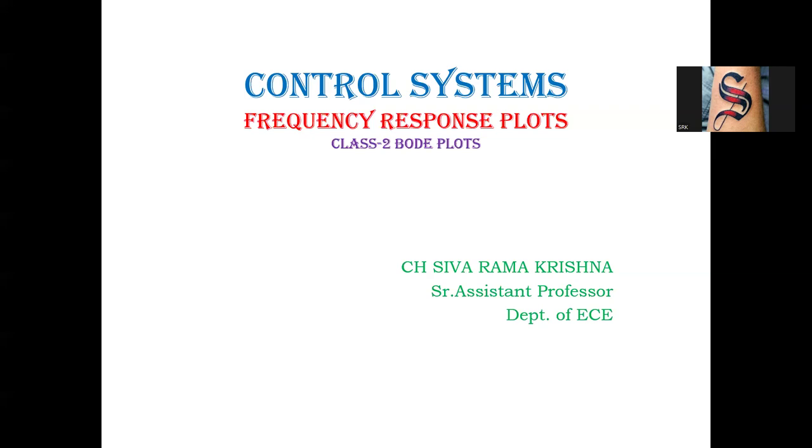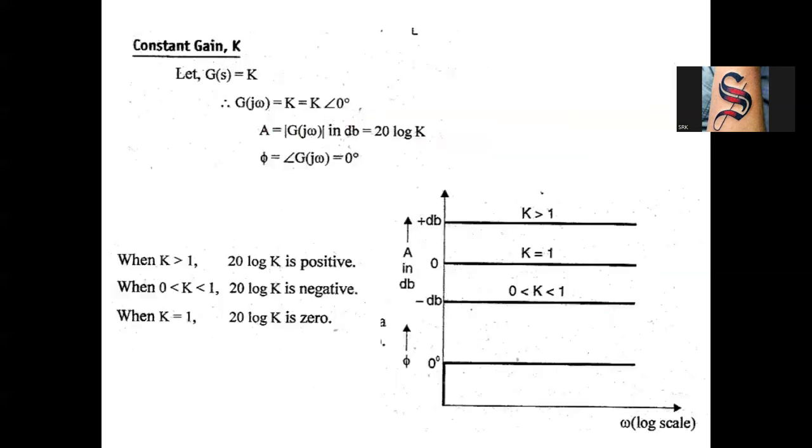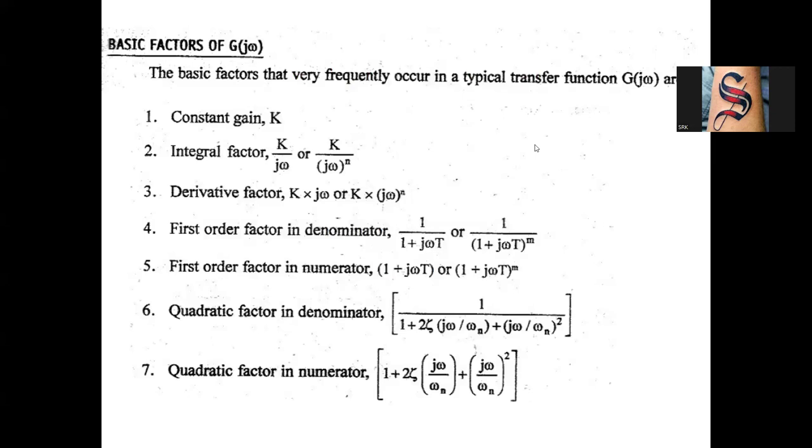Hello everyone. Last class we saw the frequency response for some factors. In this class we are going to complete the remaining factors also. Just once again, Bode plot is a frequency response plot. We can draw two different graphs separately, the magnitude plot and the phase plot, right? Last class we completed these terms.